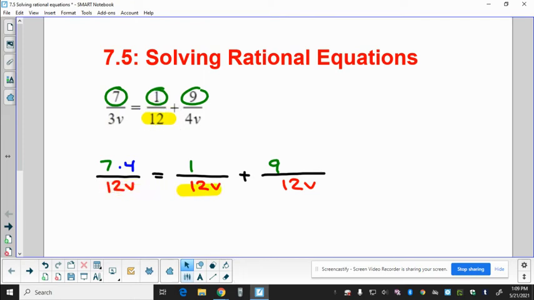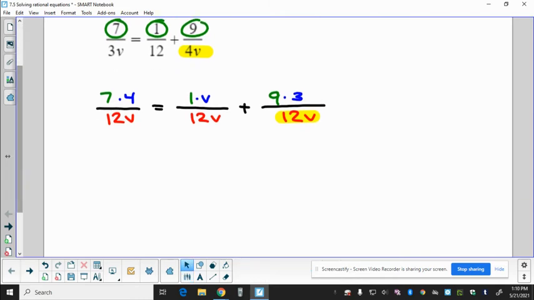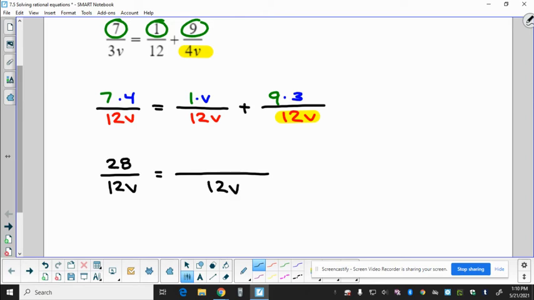Let's move on to the next one. What do you notice that's different? A factor of v. Let's compare these, and that's a factor of 3, isn't it? So now that I've established that, I can simplify this expression a little bit more. I've got denominators of 12v, so it'd be 28 up here. And I'm going to add these together, so that'll be v plus 27.